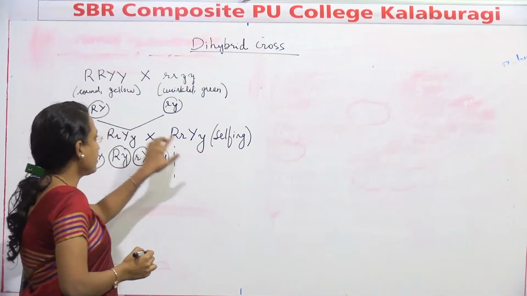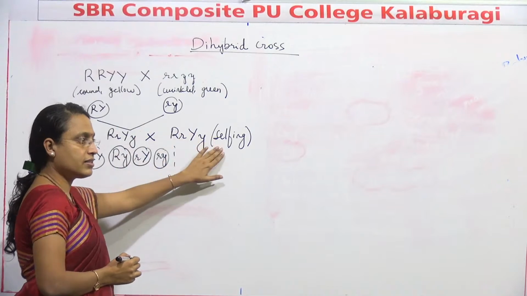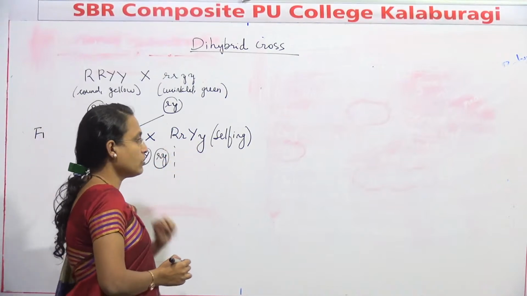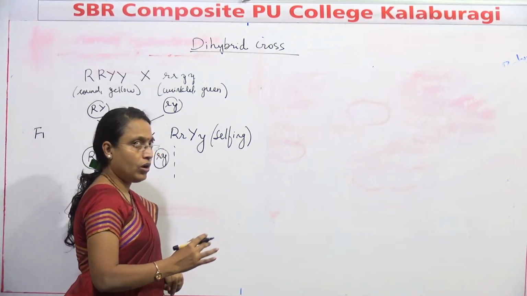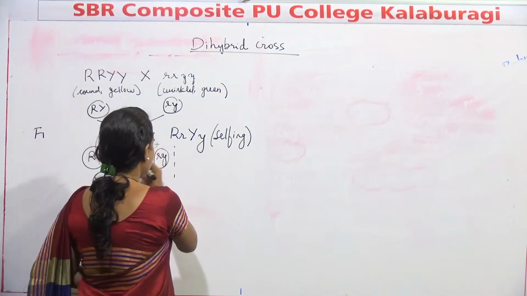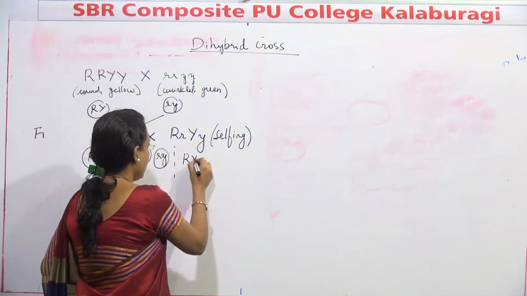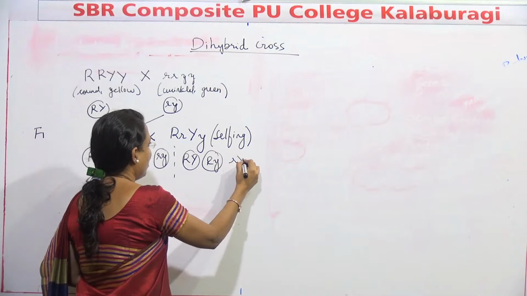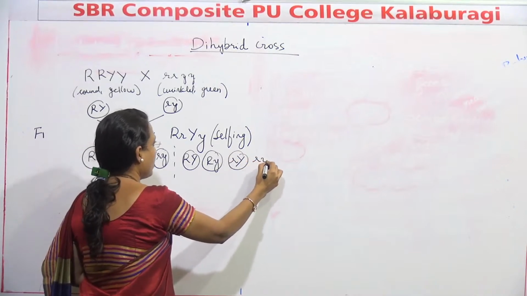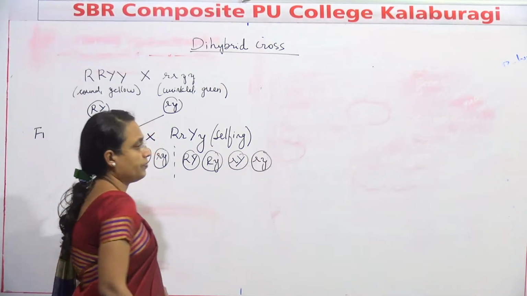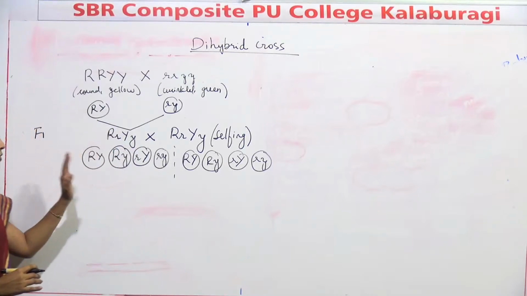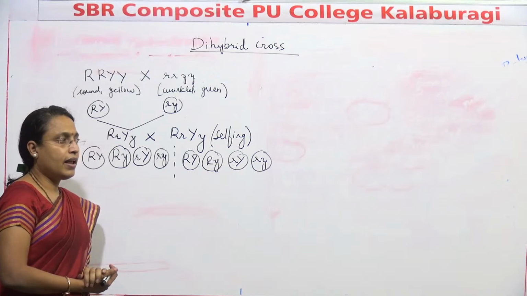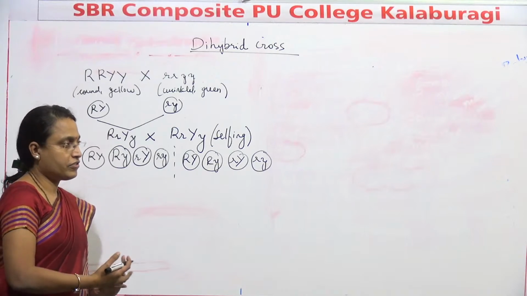Now, this other parent, since it is self-pollination, has the same genotype, and it will also give rise to 4 gametes of the same kind: RY, Ry, rY, ry. So these are the 4 gametes. Now, fusion of these gametes results in F2 generation offspring.